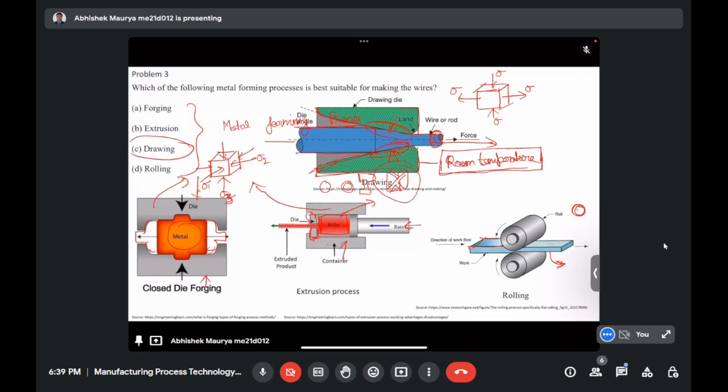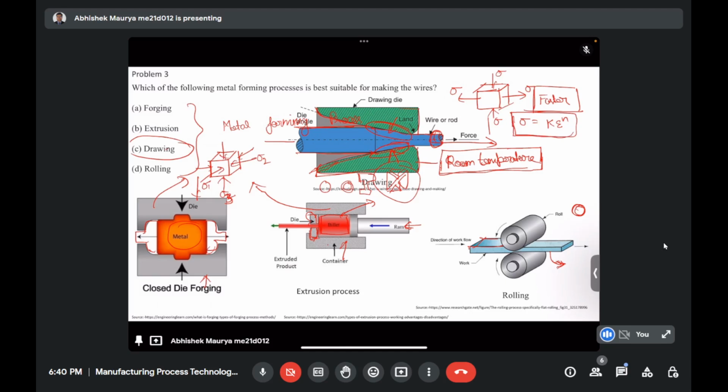So why is drawing suitable? Because it is faster, and we can do it at room temperature, and we don't want to apply much more load. Therefore we do it at room temperature. You can think of why we are doing it at room temperature, why not at elevated temperature. If you talk about the flow stress, you might have seen that sigma is equal to K epsilon to the power n. This equation you definitely have seen. This is called the Hollomon equation.